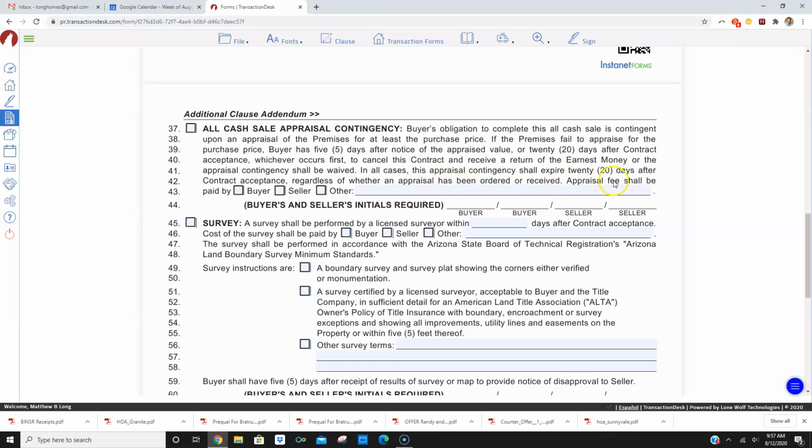Appraisal fee shall be paid by, and I would most definitely in this case say the buyer is going to pay that because the buyer is who wants it. Again, I've only had that come up once, but it has come up.